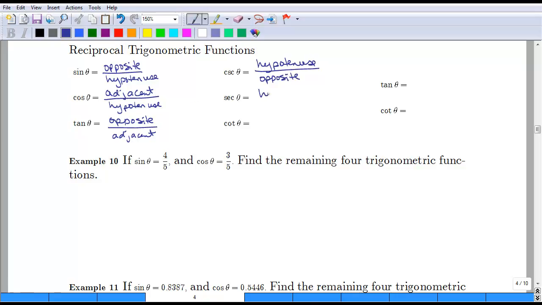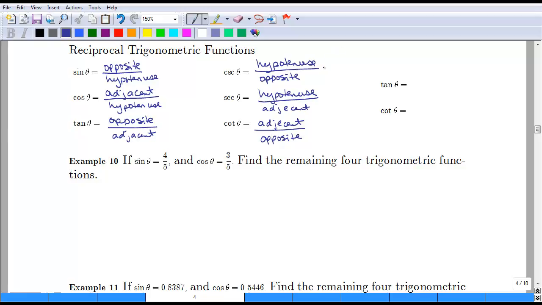Secant is going to be the hypotenuse divided by the adjacent side. And cotangent is going to be the adjacent side divided by the opposite side.